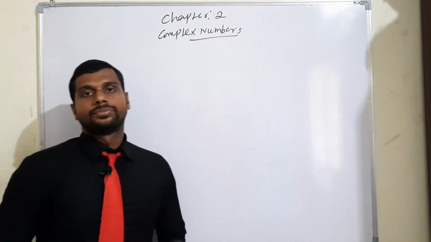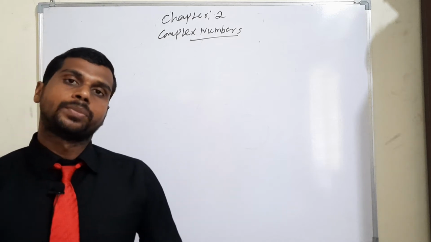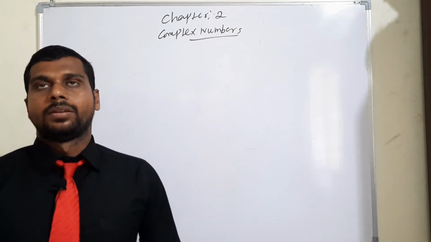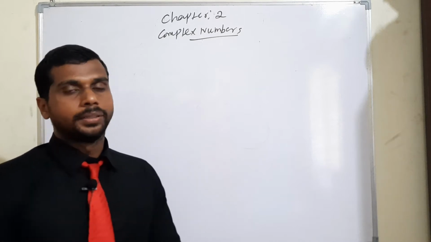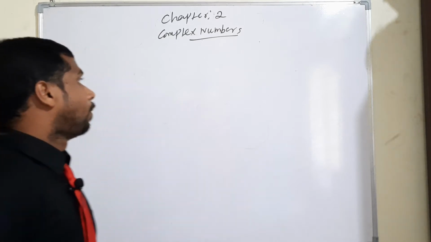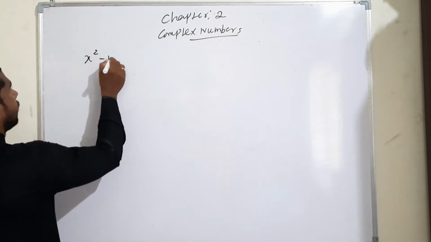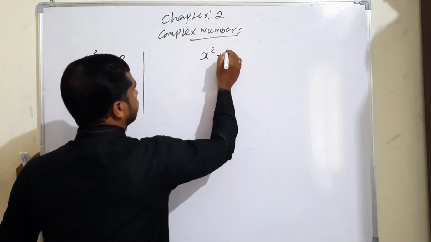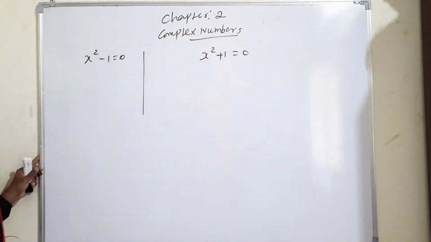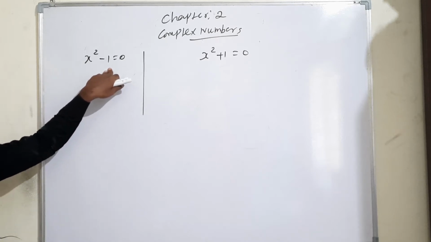So, continuing with chapter number 2. What is the name of chapter number 2? Complex numbers. So I would like to give a small introduction regarding complex numbers. Simply, we can say x square minus 1 is equal to 0, one part. Another part, x square plus 1 is equal to 0. So these are small equations, and it is very easy to plot the graph also.